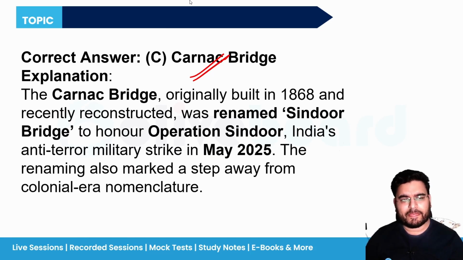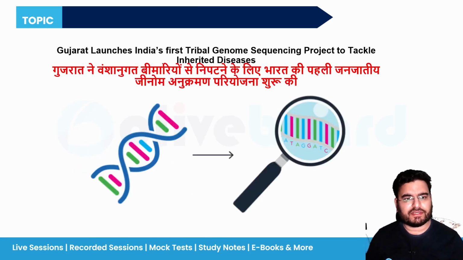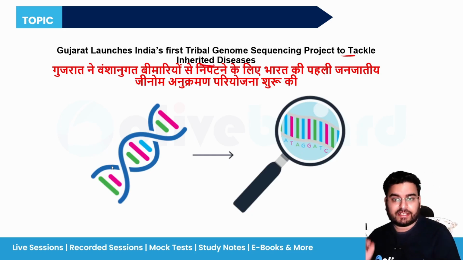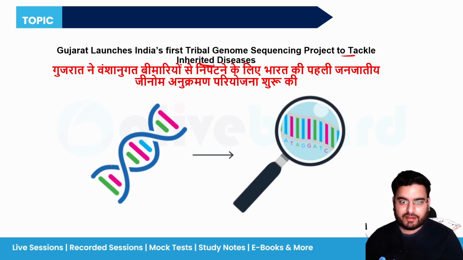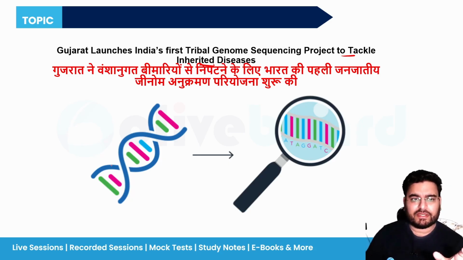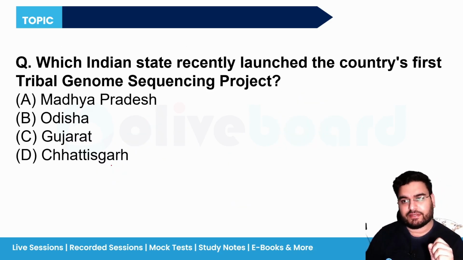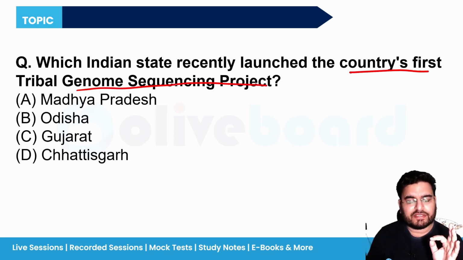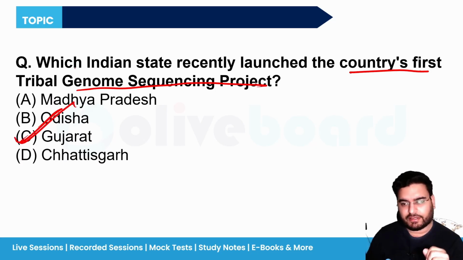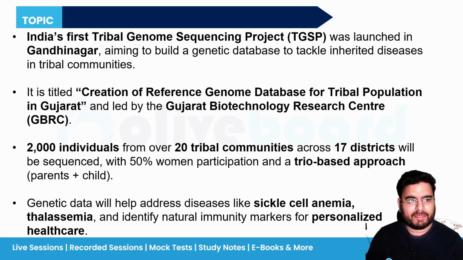Chalo. Next is Gujarat launches India's first tribal genome sequencing project to tackle inherited disease. Inherited disease means which you acquire from your parents or grandparents, which is in your family bloodline, right? So to sequence all these, Gujarat has launched India's first tribal genome sequencing project. So which Indian state recently launched the country's first tribal genome sequencing project? Correct answer is Gujarat. Now let's see the news in detail.